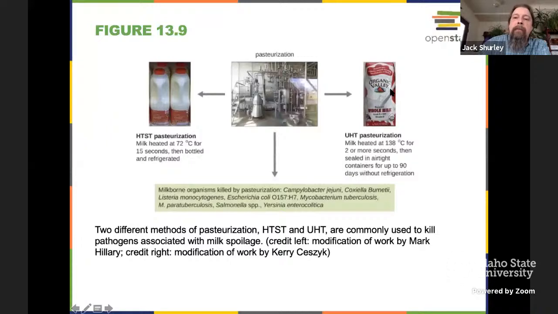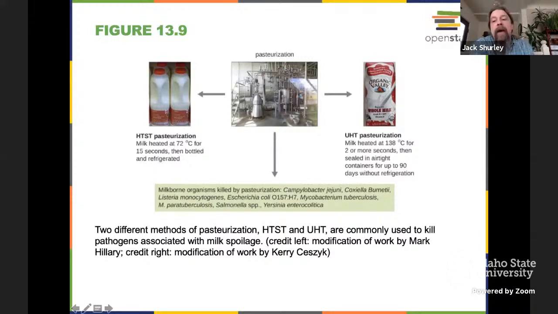So you can see some milk that you might be able to purchase right off the shelf, not in a refrigerator. That always kind of makes me feel a little uneasy, but safer, and there are no organisms when we get to these types of temperatures.